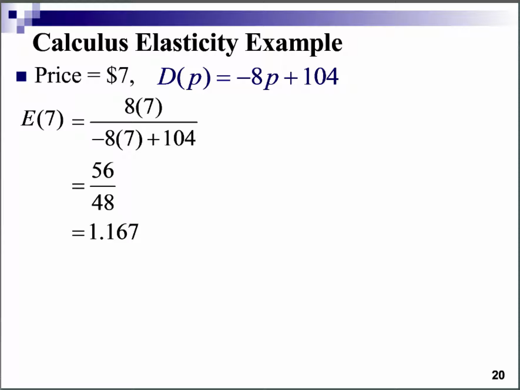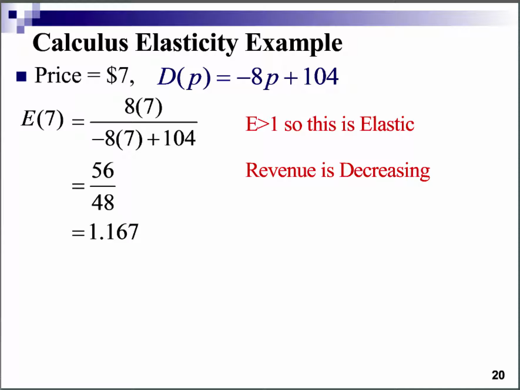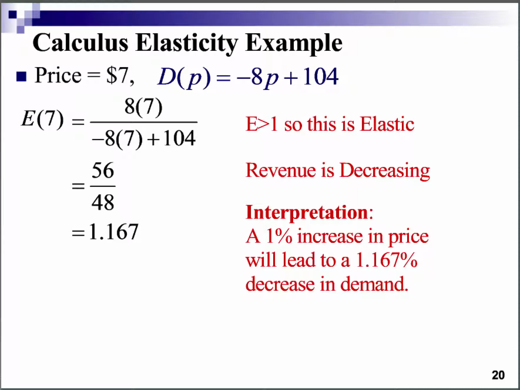So we now need to interpret what this means. In this situation, our E value, our elasticity value, is greater than 1. So this is an elastic price point. That tells me that my quantity in demand is decreasing more quickly than my price increase. That results in decreasing revenue, and so our interpretation here for this particular elasticity approach is to say the following.